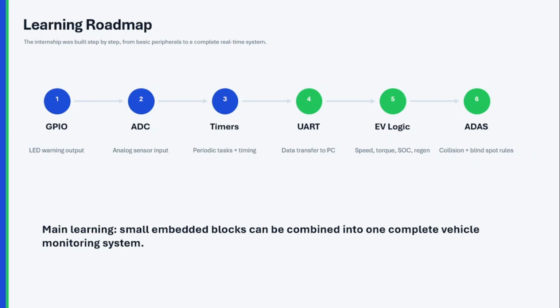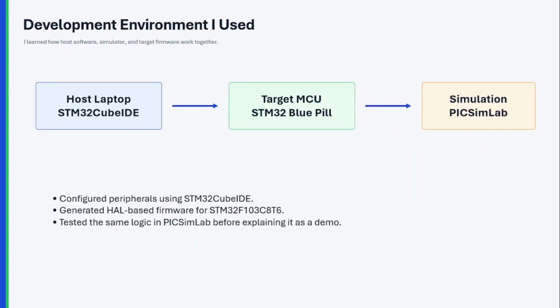And the applications used in this internship are STM32 CubeIDE, STM32 Blue Pill, and Pixel Lab. Actually, STM32 Blue Pill is in the same STM32 CubeIDE application. STM32 CubeIDE is used to configure the microcontroller peripherals and write the firmware, and my target controller is STM32 Blue Pill. For testing I used Pixel Lab, which helped me simulate the STM32 board, potentiometers, ultrasonic sensors, LEDs and UART terminal without depending fully on hardware.